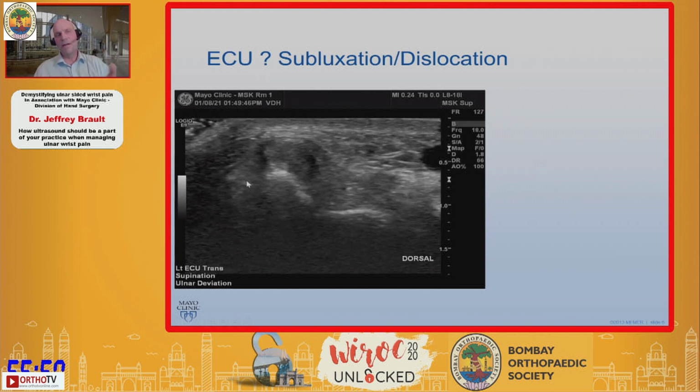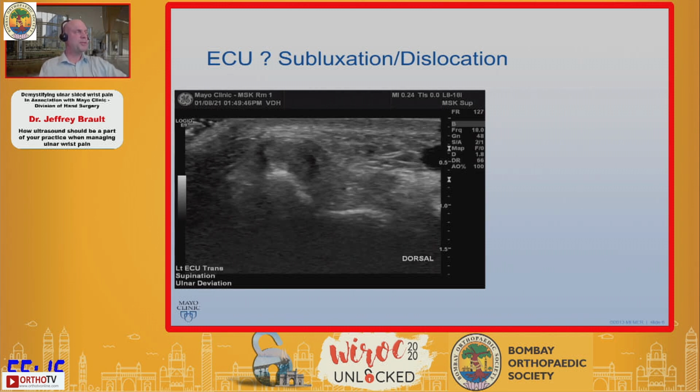But sometimes it's hard to identify if that's actually causing the problem. And we actually have a great internal control, the contralateral side or the asymptomatic side. And Rossi et al. in the Journal of Ultrasound Medicine has shown that there shouldn't be a great difference between side to side. For most structures, it's less than 2 millimeters, including subluxation of the ECU tendon.